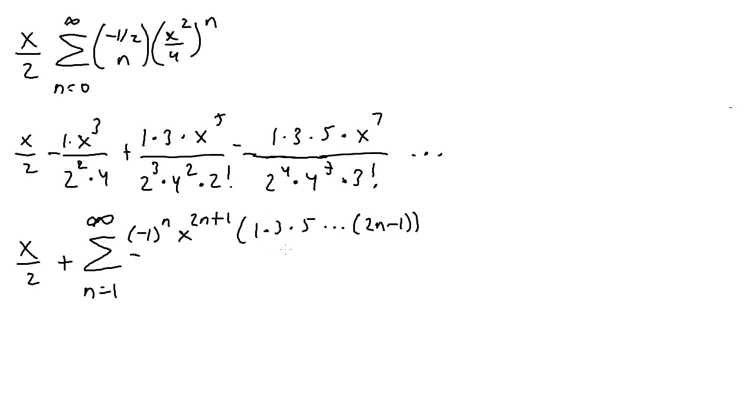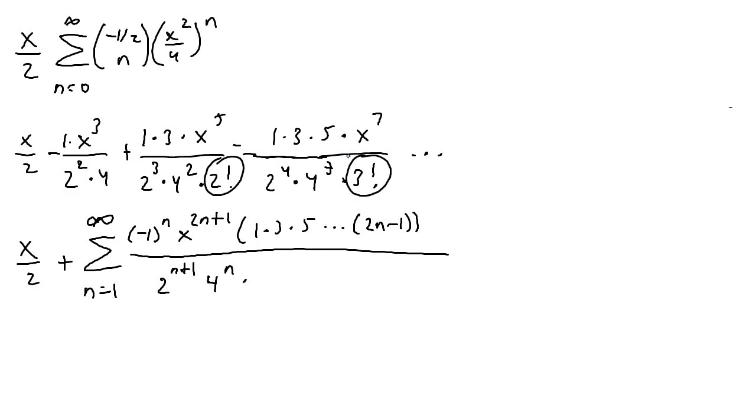And so on the denominator here, notice we go from 2 squared to 2 cubed to 2 to the 4th, and so forth. So I'll write it as 2 to the n plus 1. And then we have 4 to the first, 4 squared, 4 cubed, so that's just going to be 4 to the n. And then we obviously have n factorial, because it goes from 1 factorial, 2 factorial, 3 factorial, and so forth.